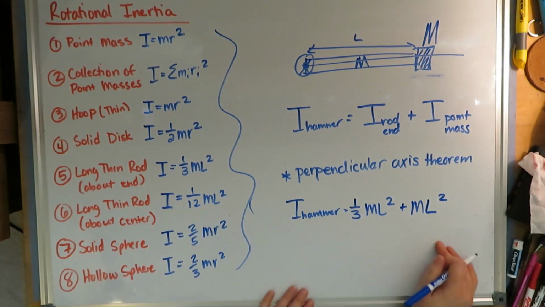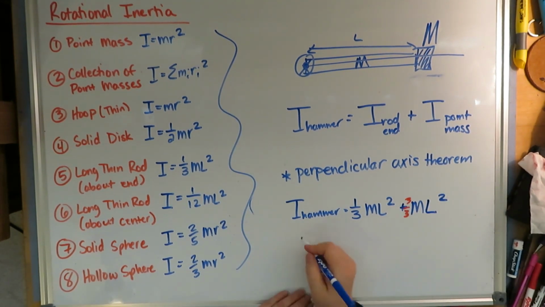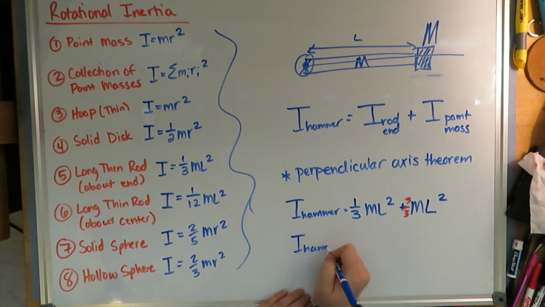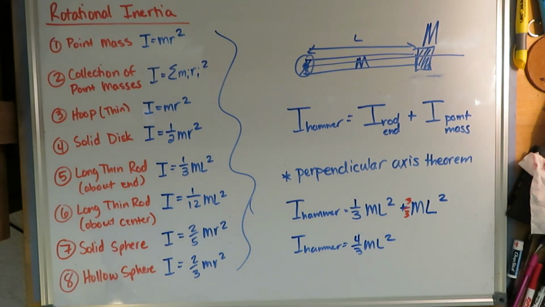So then I can find my moment of inertia by combining fractions. I could do 3/3, so I can find that I of my hammer is equal to 4/3 ml squared. So that's the perpendicular axis theorem.